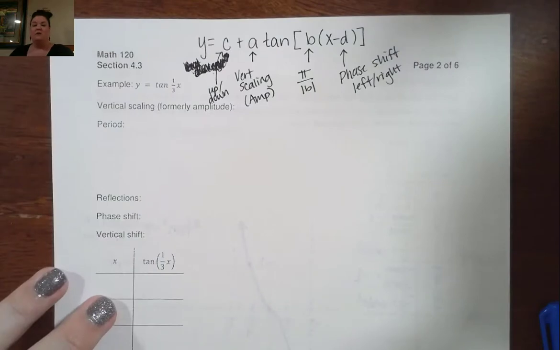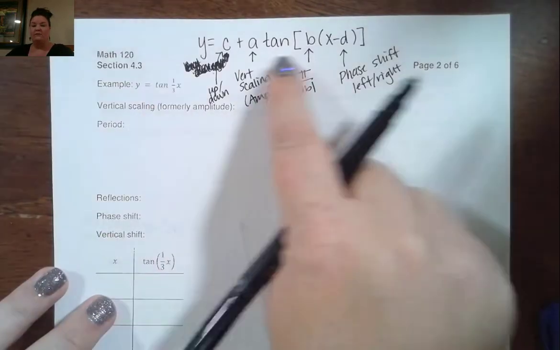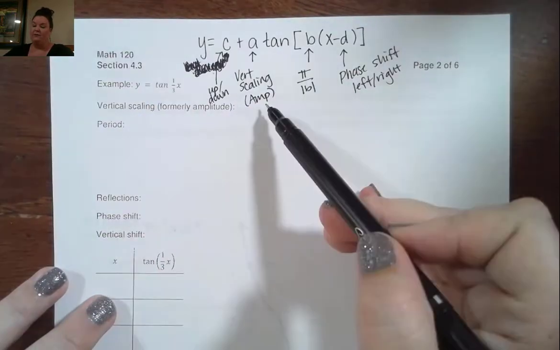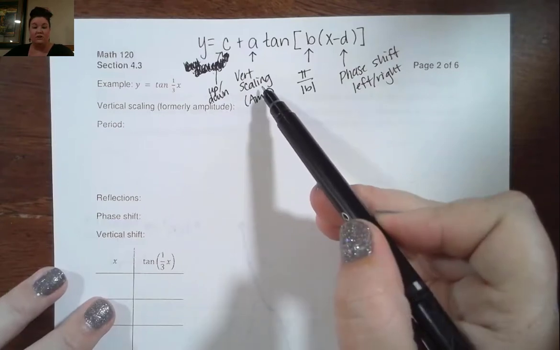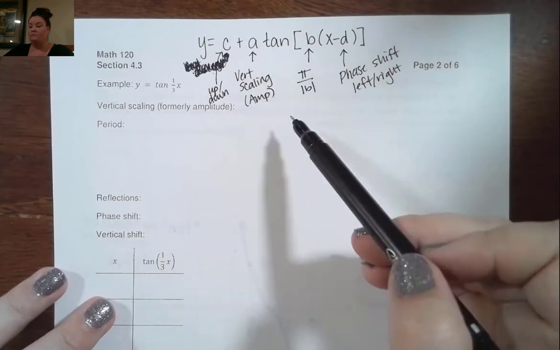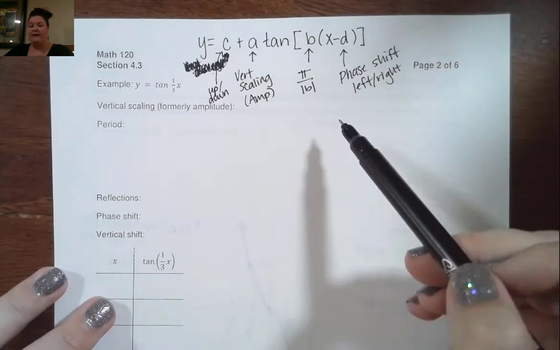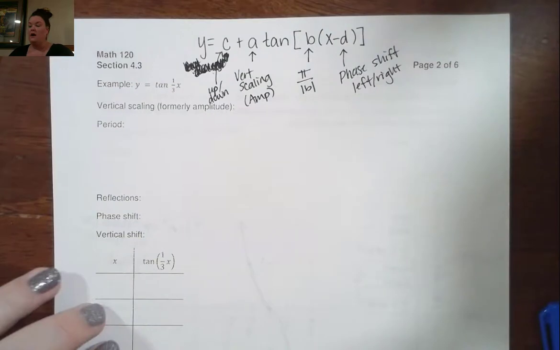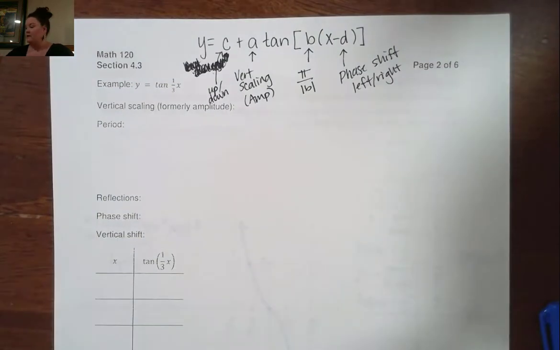All right. So all the same idea, the only difference is instead of saying amplitude, they're going to use the verbiage vertical scaling now for our A. I think that's it. And we have to remember that our period is only a length of pi. So let's go ahead and check this one out.